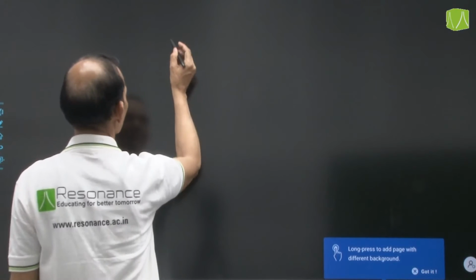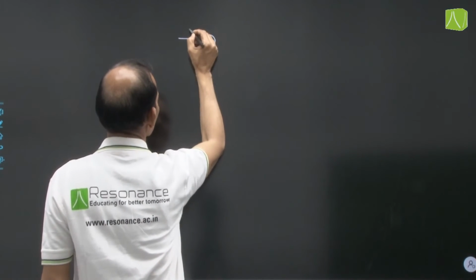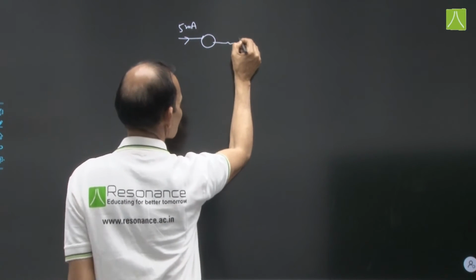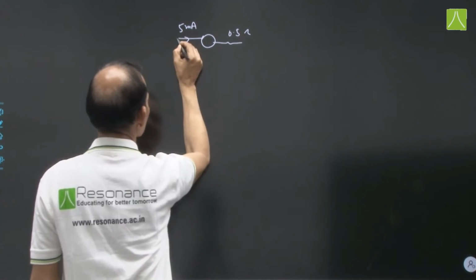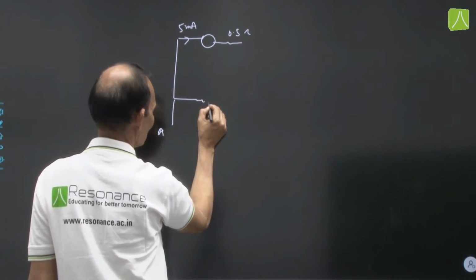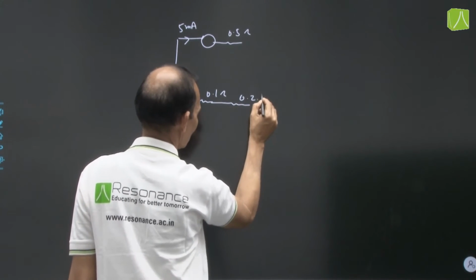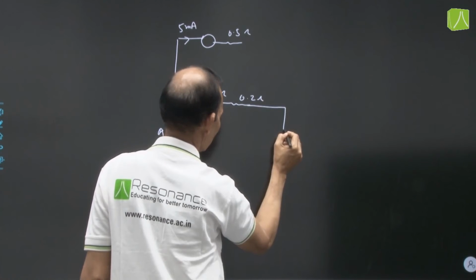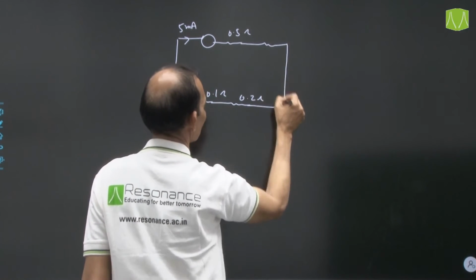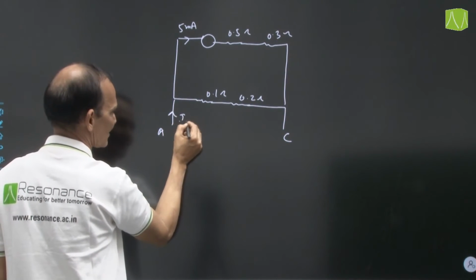Question is, this ammeter, this current is 5 milliampere, its resistance is 0.5 ohm, this point is A, it is 0.1 ohm, it is 0.2 ohm, this point is C. Now 0.3 ohm is connected here. Now think about current I to be found.